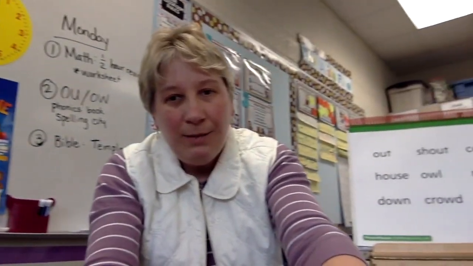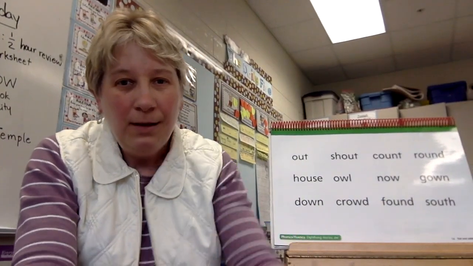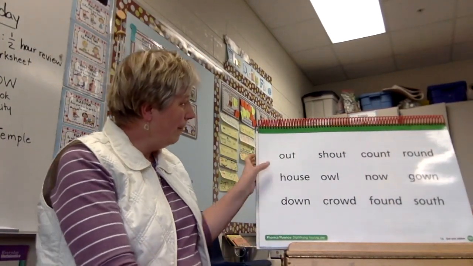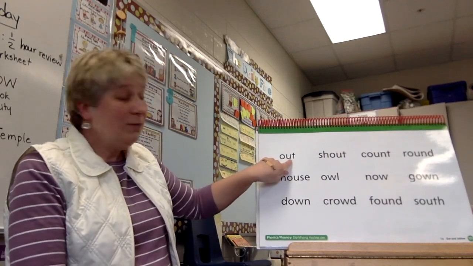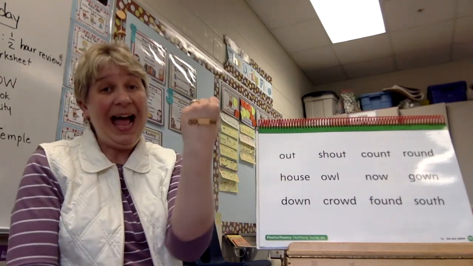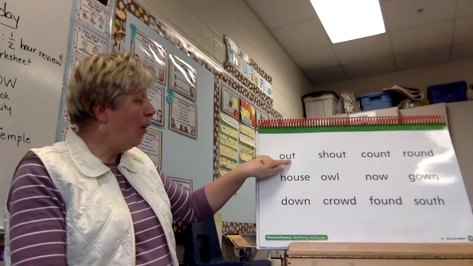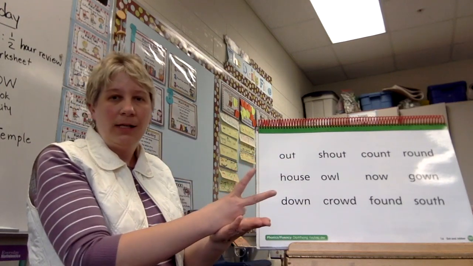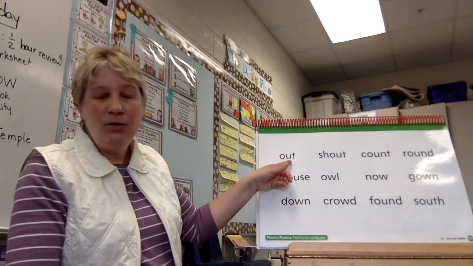Now let's take a look at our board and look at some of the words that have the OU and the OW in them. Now if you look at the first word at the top row, remember the OU makes one sound. Ow. So it's out. Let's chop that out. Out. Out has two chops.